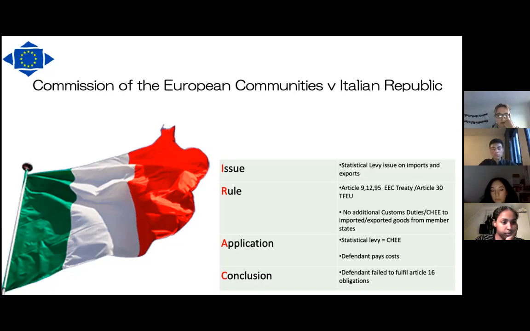One of them was for imports and the other one was for exports, both of them breaching Article 30 of the TFEU. Finally, as a result, the court declared that the Italian Republic failed to fulfill its obligation under Article 30 of the TFEU on levying imports and exports from and to other member states. Furthermore, after abolishment of the statistical levy, the Italian Republic had to pay for all the costs.